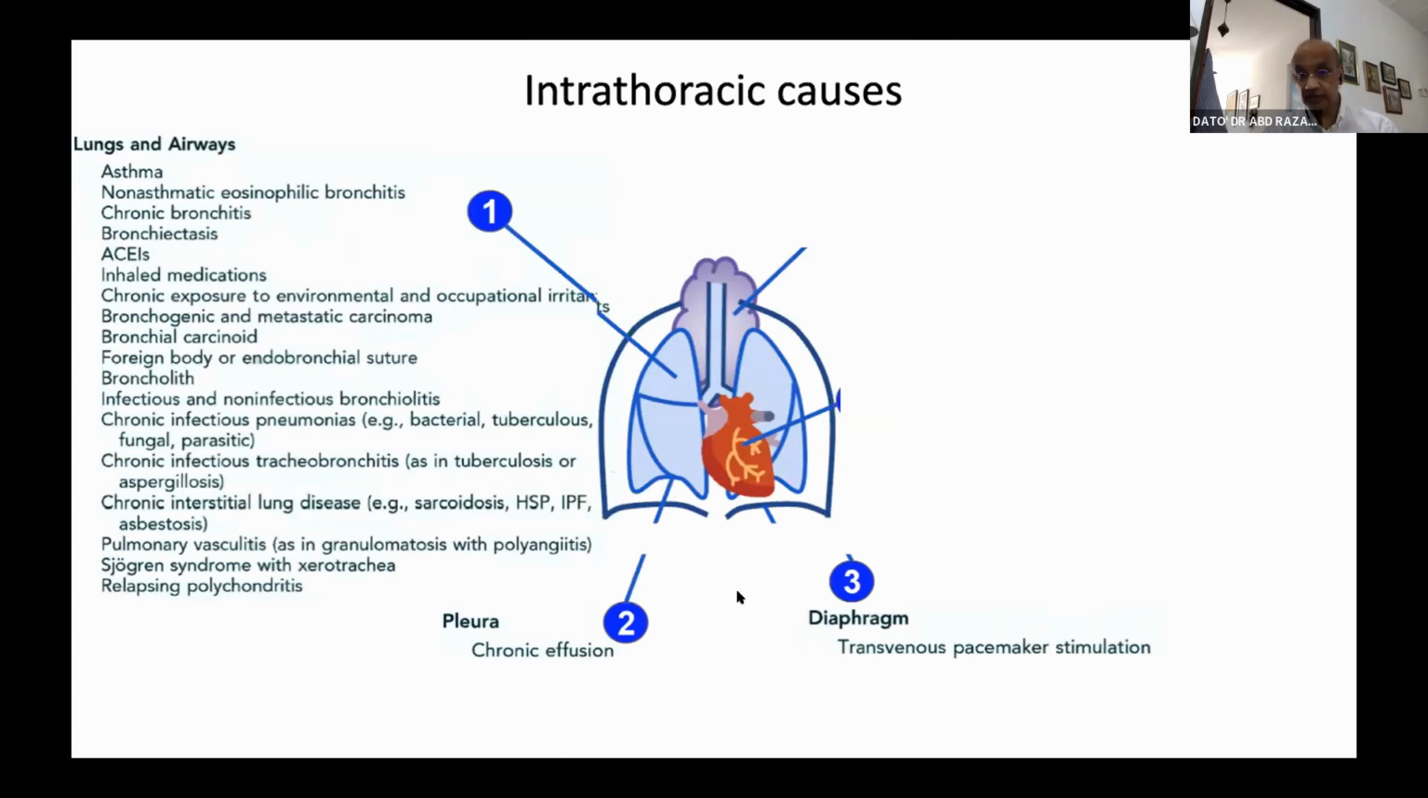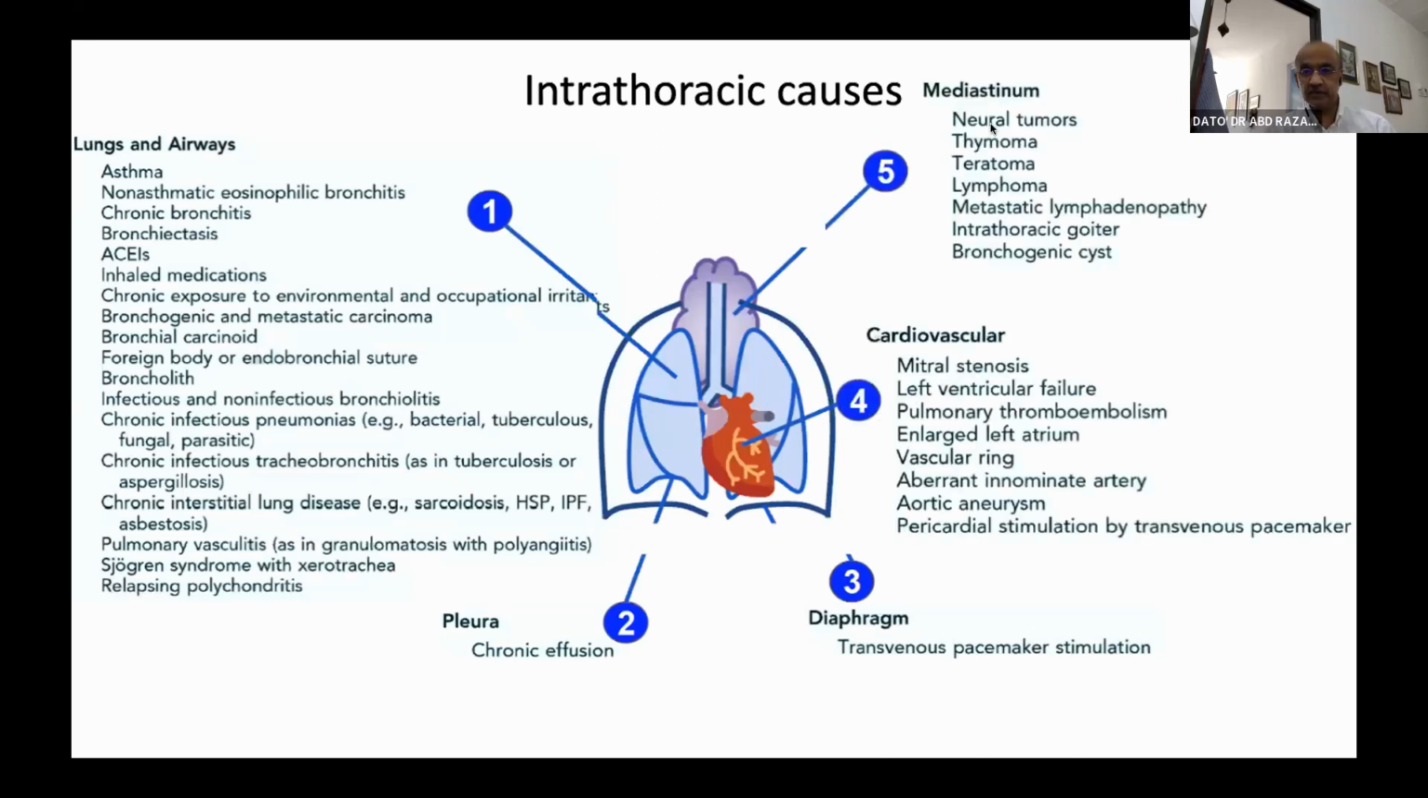And diaphragm, again, surprisingly, some people can have diaphragm irritation. They also tend to cough. So don't forget about diaphragm. And then lastly is the mediastinum. Any tumor in the mediastinum will irritate the cough because they compress the airway. Can be thymoma, can be neuroma, can be keratoma. They will just compress over there.